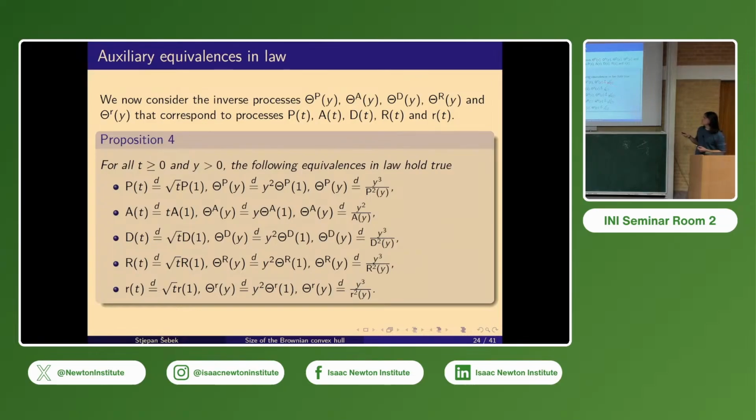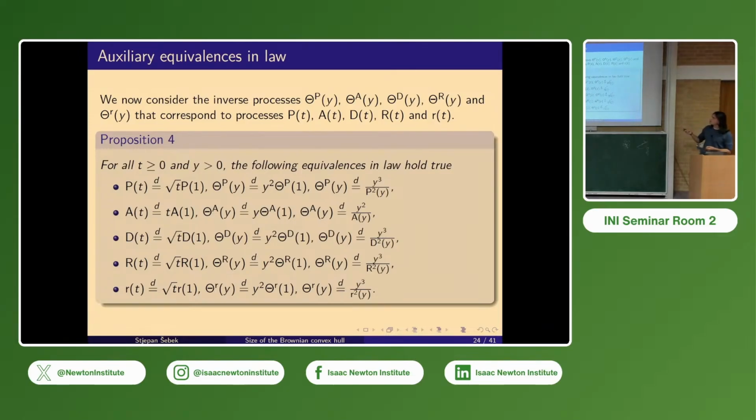And there is also this easy equality in law, again from Brownian scaling, that relates the inverse process and the original process. All of these were already known for the range, because people studied the range since a long time ago, and also the inverse range. There's a paper from 1985 by Imhof where he computed the Laplace transform of the inverse range process. So they are all analogous. For area it is a bit different, but the relations for the range are completely analogous to those here for perimeter, diameter, circumradius, and inradius.